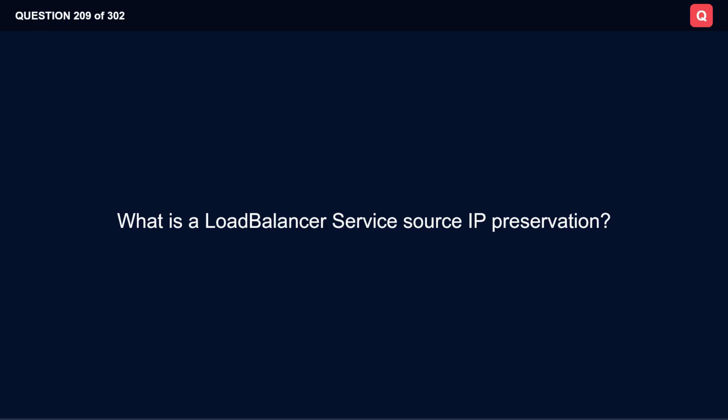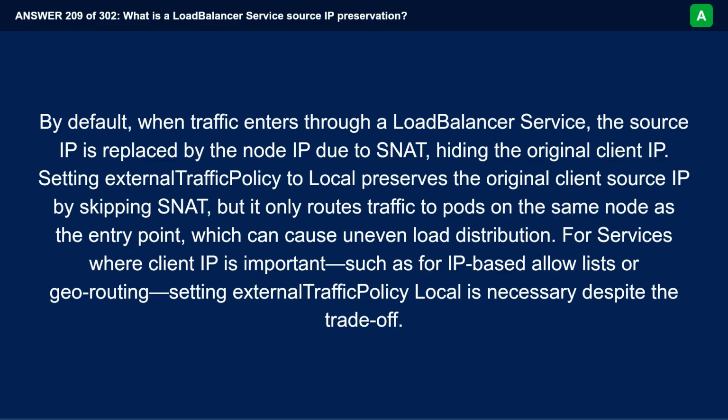What is load balancer service source IP preservation? By default, when traffic enters through a load balancer service, the source IP is replaced by the node IP due to SNAT, hiding the original client IP. Setting external traffic policy to Local preserves the original client source IP by skipping SNAT, but it only routes traffic to pods on the same node as the entry point, which can cause uneven load distribution. For services where client IP is important, such as for IP-based allow lists or geo-routing, setting external traffic policy Local is necessary despite the trade-off.